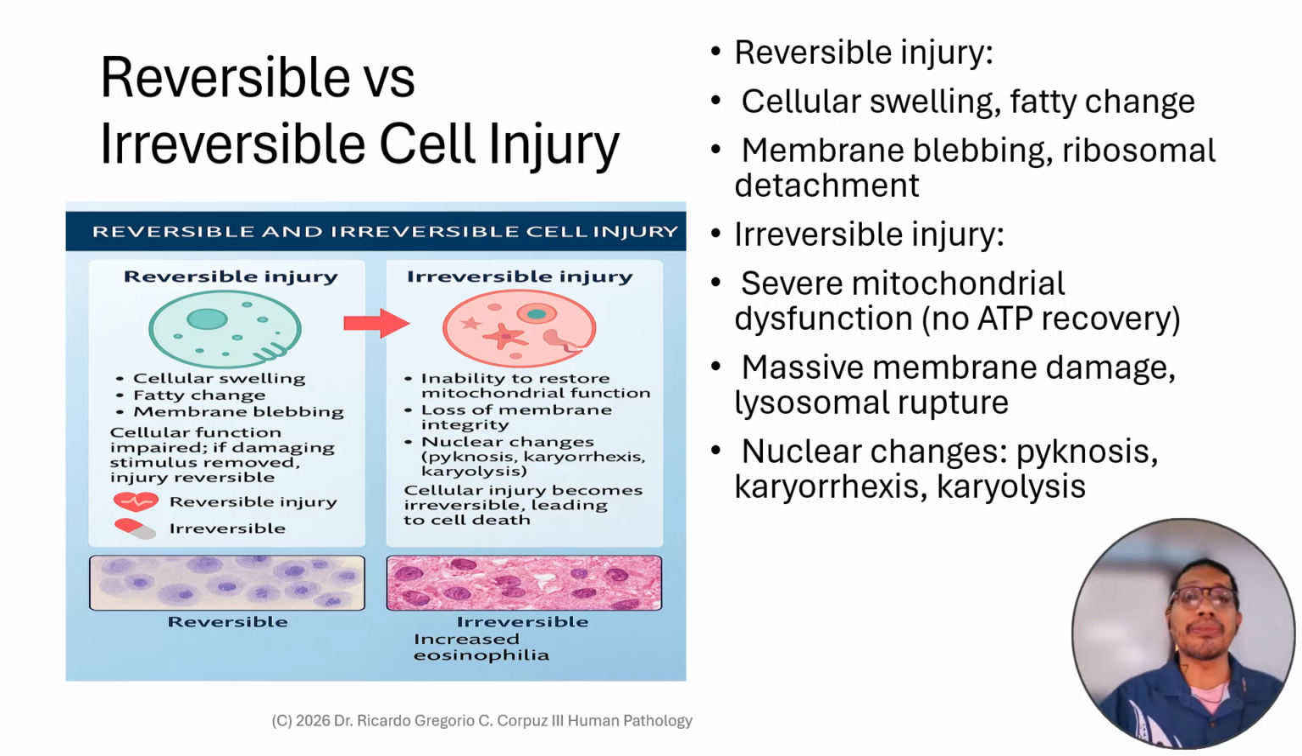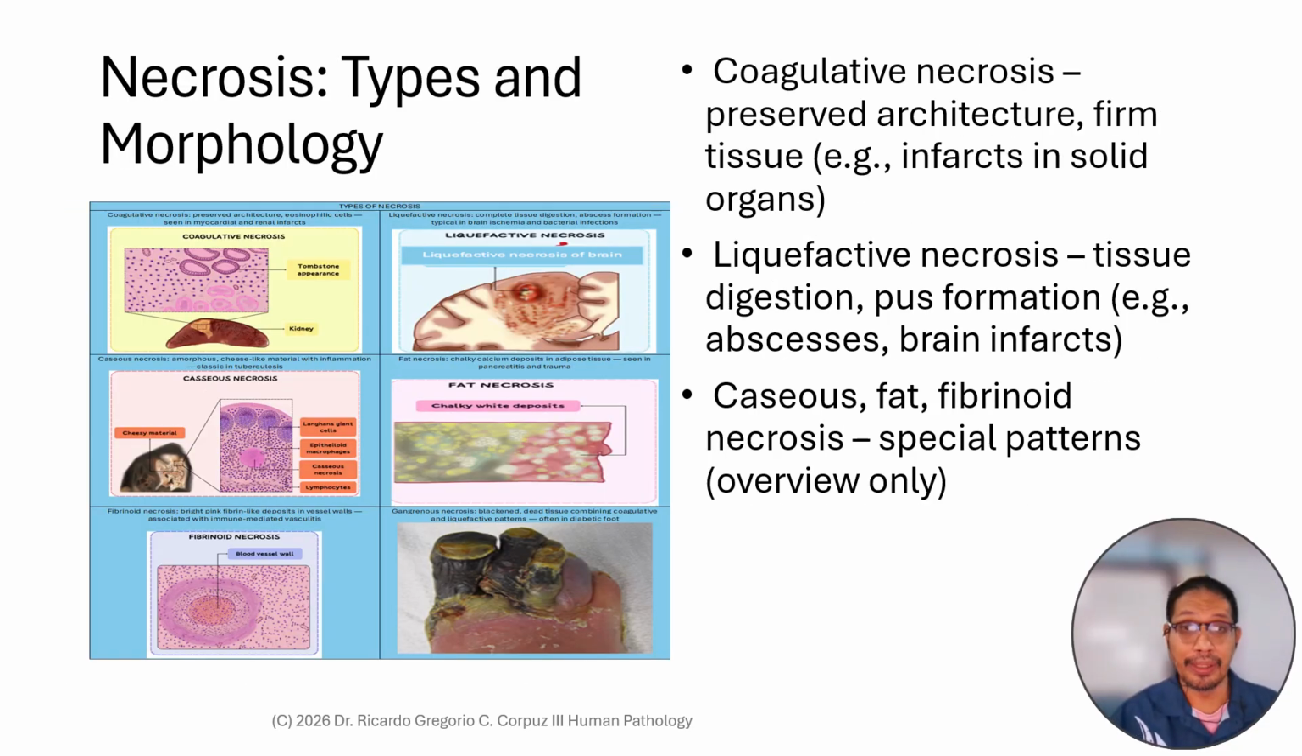So understanding this progression helps you interpret everything from troponin levels in myocardial infarction to histologic findings in tissue biopsy. It is the bridge between cellular biology and clinical medicine. Now, let's turn our attention to necrosis, one of the major forms of cell death you will encounter throughout pathology.